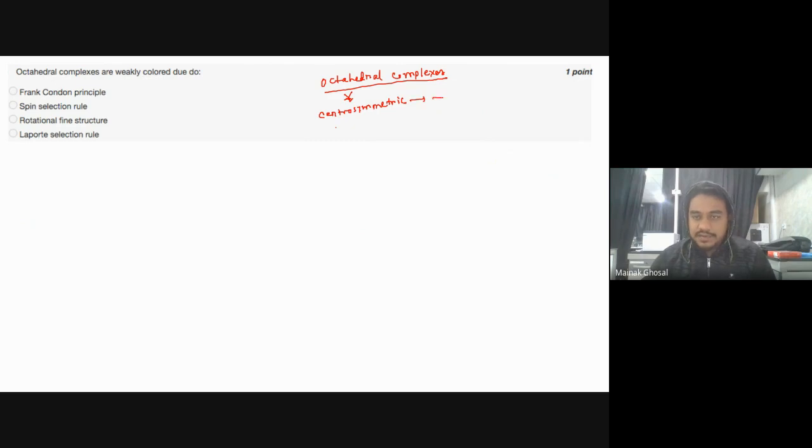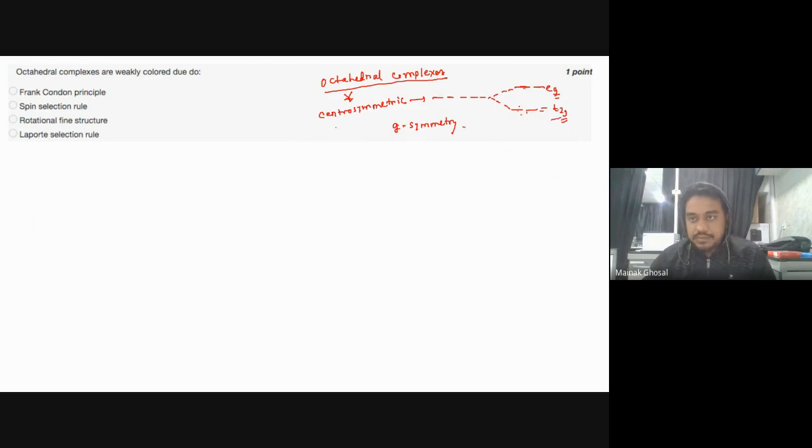So the electronic levels, suppose d levels are there. So transitions will be from T2g to Eg, right? So an octahedral complex will give color when there is a transition from this to this. Now you can see both the states have g symmetry. So whether they are singlet, triplet or doublet, the transition is also possible. There is no question of spin.